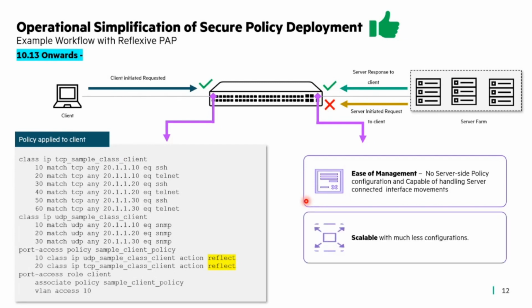And next, it will be scalable. With this configuration, you only add the reflect keyword, and even if you want to add additional destinations and applications, they can be easily added in the policy applied to the end client alone. So that's how the reflexive policy is a saver. It helps in operational simplification of the secure policy deployment.